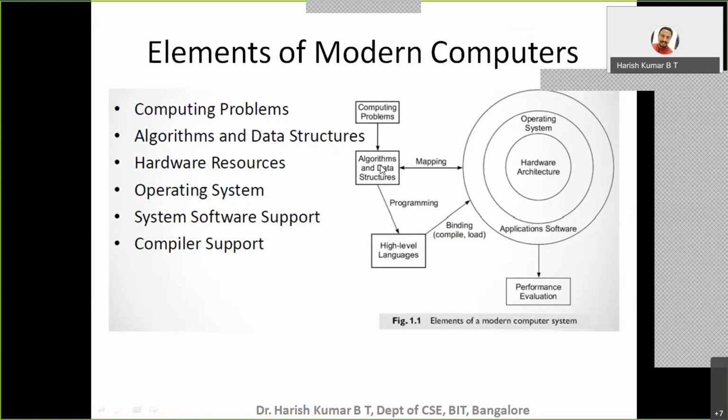After your algorithm is designed, next you go for programming it, implementing it using some high-level programming language, and then you bind, compile, and load it, so it becomes an application software. When you run that, it in turn talks to the operating system, and the operating system understands from the application software what resources are required to perform this particular computation, and allocates those resources. The application software performs the computation, and the result is given to the user. So these are the elements of modern computers, summarized in this simple diagram.